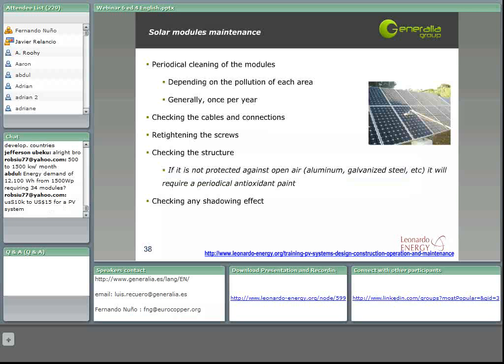It is very typical to find panel structures in this type of facilities which are not protected, and they get oxidized because people are not using periodical antioxidant paint, and they get broken because of this. So please pay attention to check the structure state. And finally, we have to check if there is any new shadowing effect.